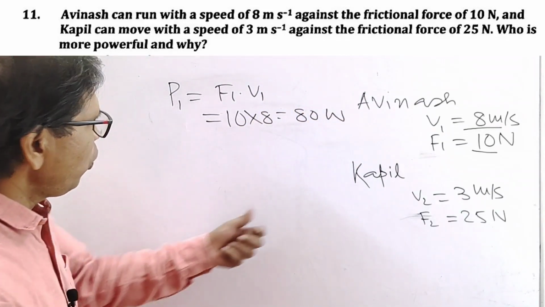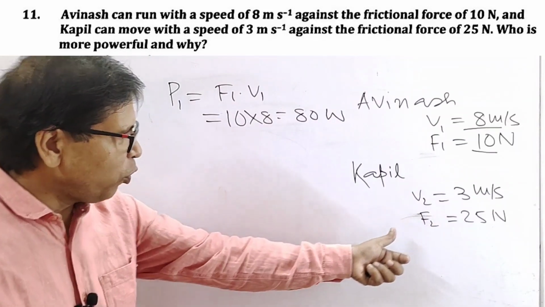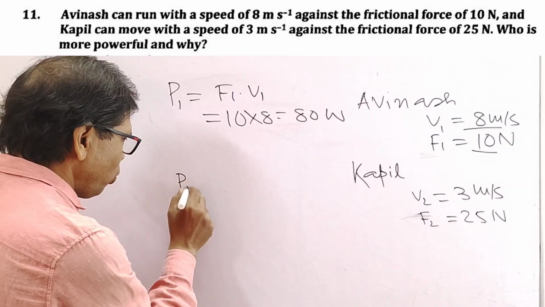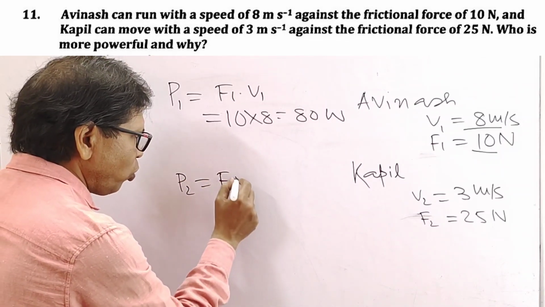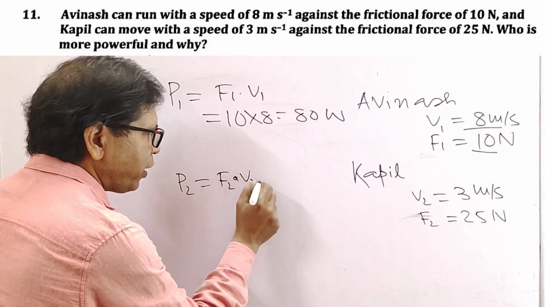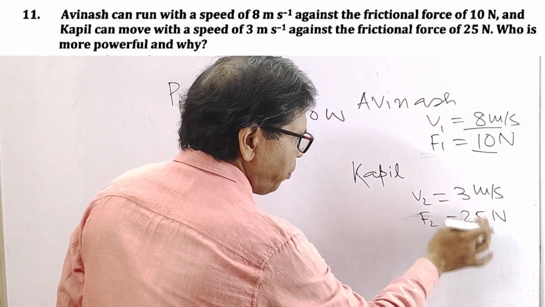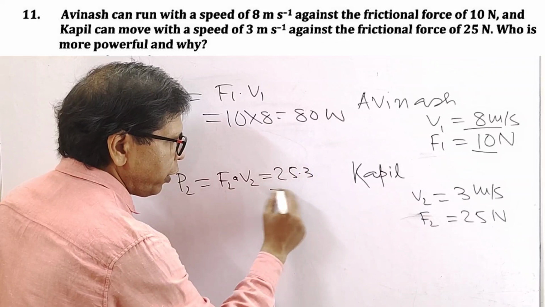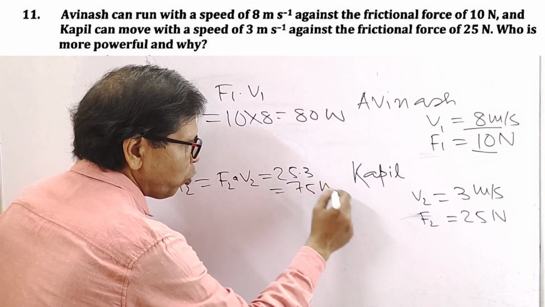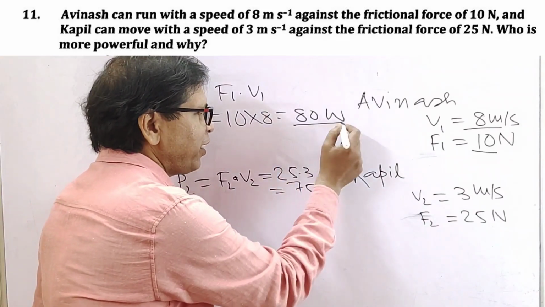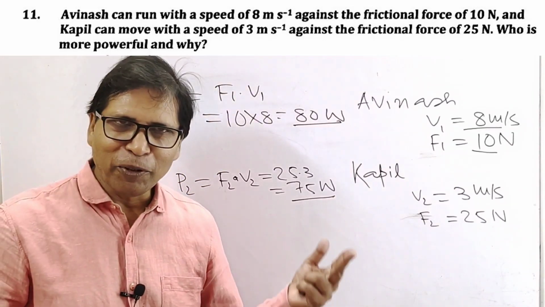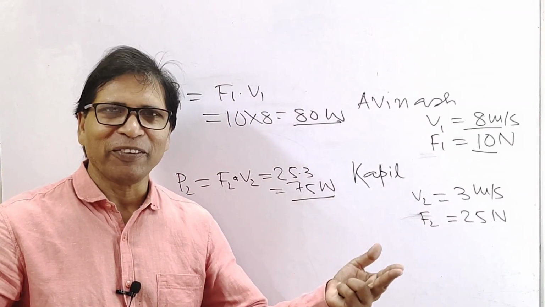Now look at this, the power of Kapil, force into velocity. So P2 is equal to F2 into V2. Now what is F2? 25, V2 is 3. So this is 25 into 3, that is 75 watt. Power of Avinas is 80 watt, power of Kapil is 75 watt. Therefore Avinas is more powerful.